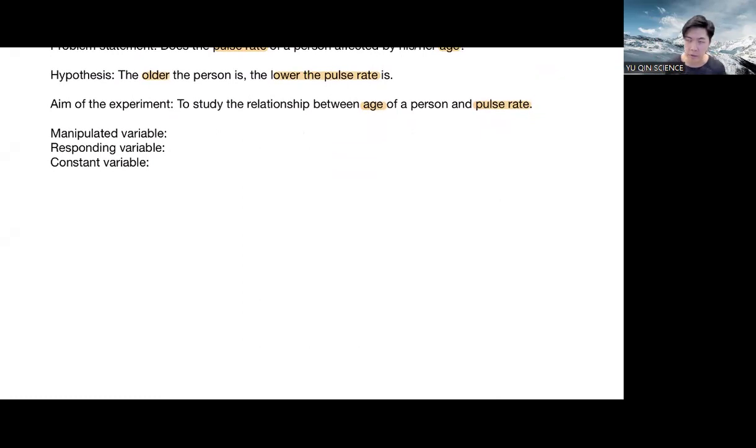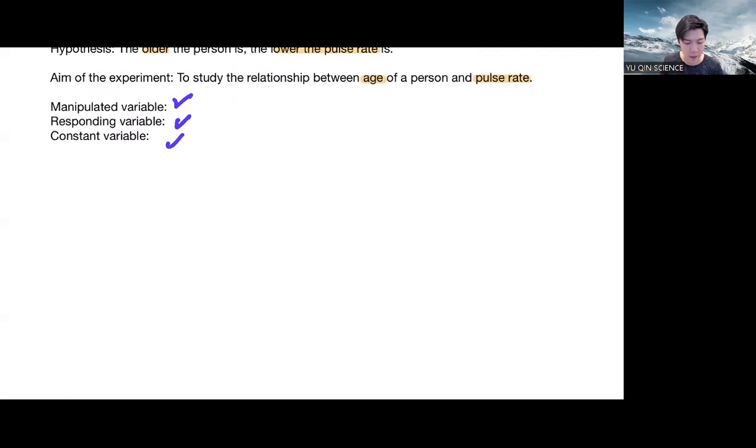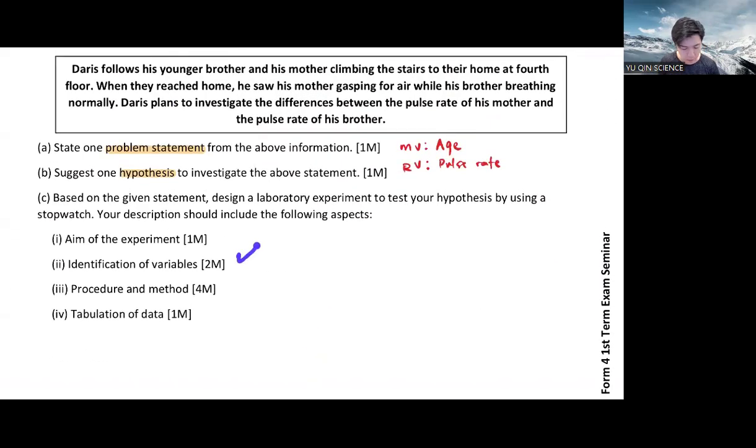Nowadays, not nowadays, last year, the format of SPM changed slightly, especially this essay question, or I should say this experiment question. The way they ask changed a little bit. It depends whether your teacher is following that or using this type of question. It's a bit difficult to tell which type it is, but the answer is slightly the same, just that sometimes they don't ask for manipulated, responding, and constant like that. Because the question is this one, 2 marks for 3 variables. So sometimes they don't ask this anymore.